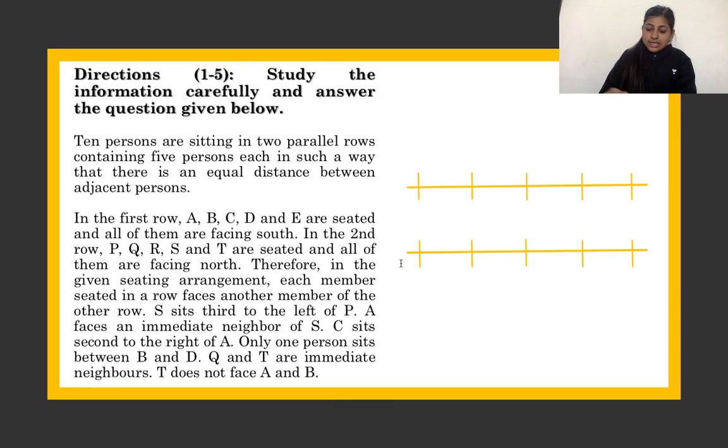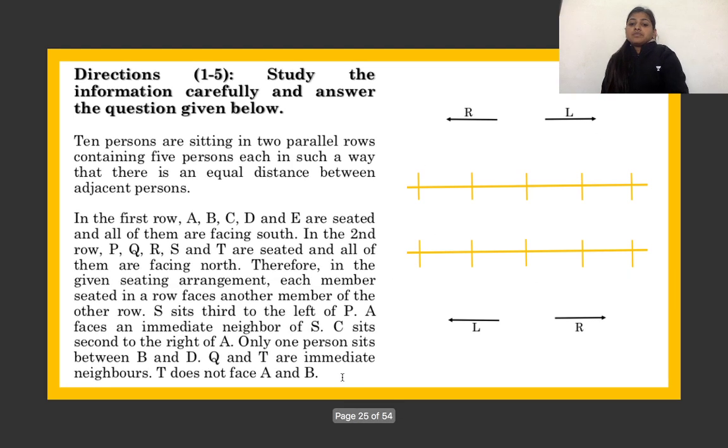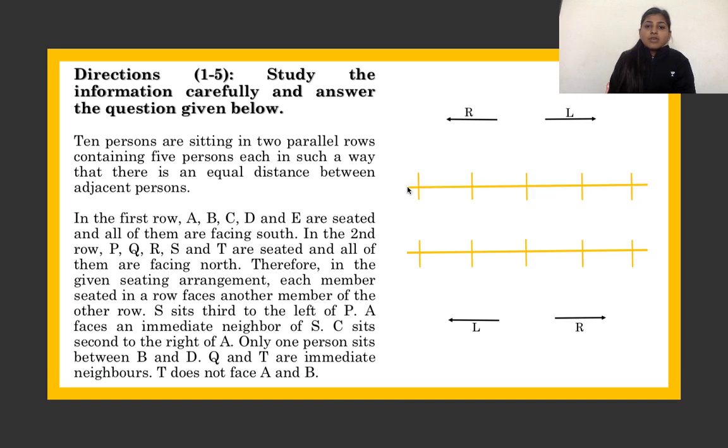So we'll take two rows like this. Okay, and then we'll mark the left and right first. These people are facing north, so this is their left and this is their right. These people are facing south, so this is right and this is left. Now also you can write down that this is row 1, where A, B, C, D, E, F will be seated, and this is row 2 where P, Q, R, S, T will be seated.